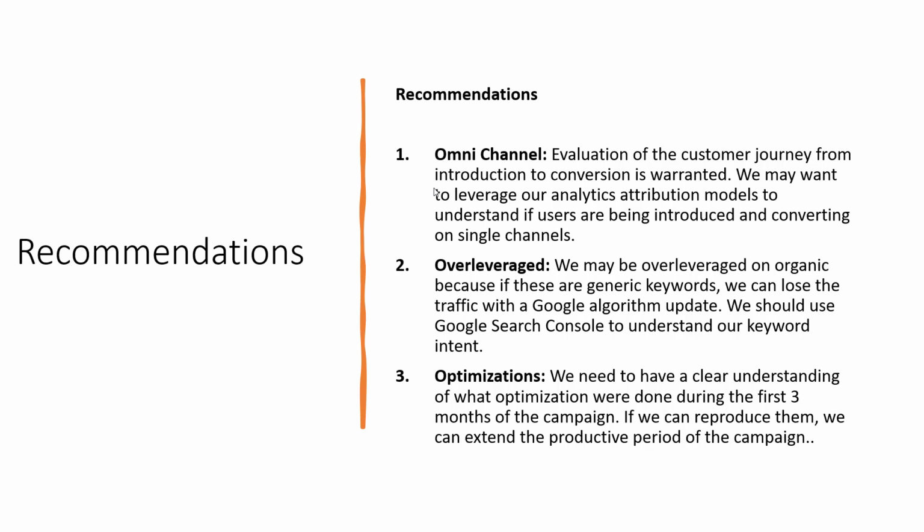So we need to evaluate using Google Search Console to find out what the intent of our keywords are. Are they transactional, informational, or something else? And we do need to find ways to diversify that traffic to avoid getting hit with an algorithm update. So for the optimizations that we saw that allowed us to get to a good point past that 3-month period, we need to discuss what those optimizations were.